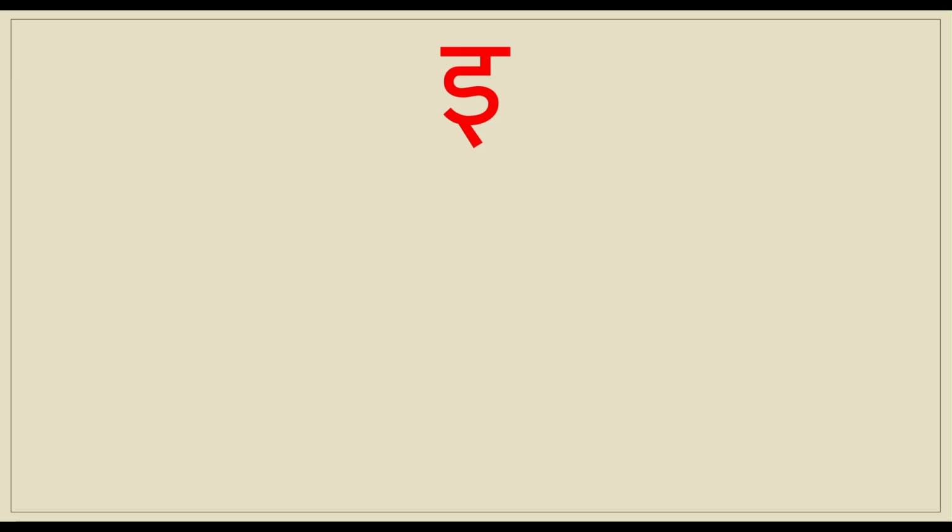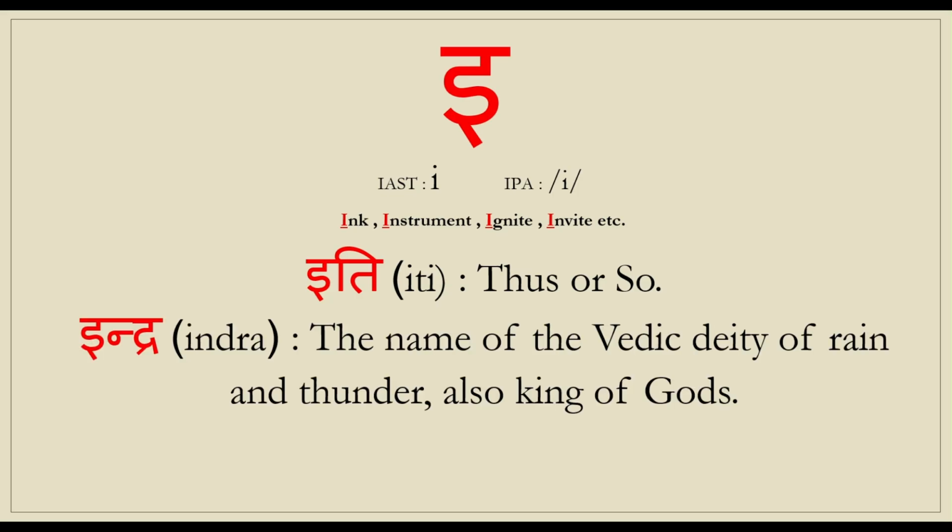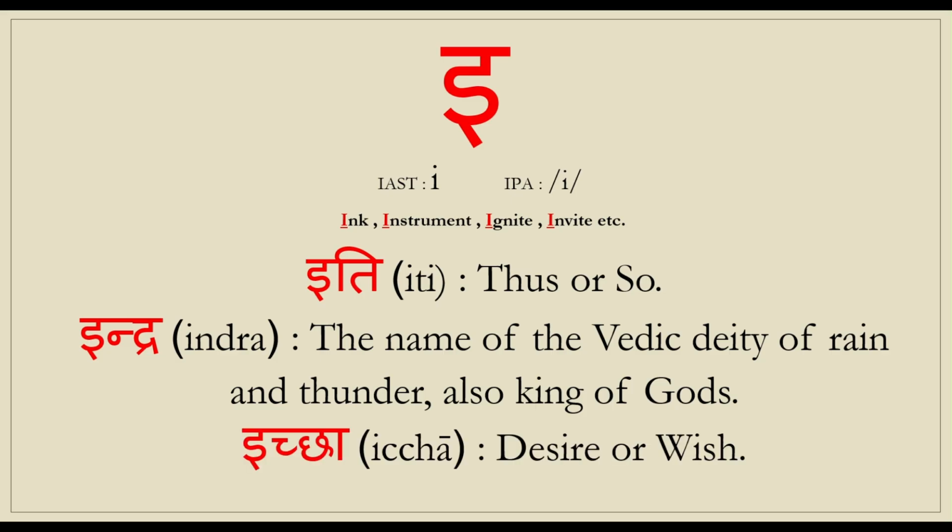Our next vowel is i. This is the Hrasva i or short i, represented in IAST by an i. The English examples which can help us to understand this sound are ink, instrument, ignite, and invite. In Sanskrit, the examples are the word iti, which means thus or so, the word Indra, which is the name of a Vedic deity of rain and thunder, also he is the king of gods, and Ichha, which means desire or wish.